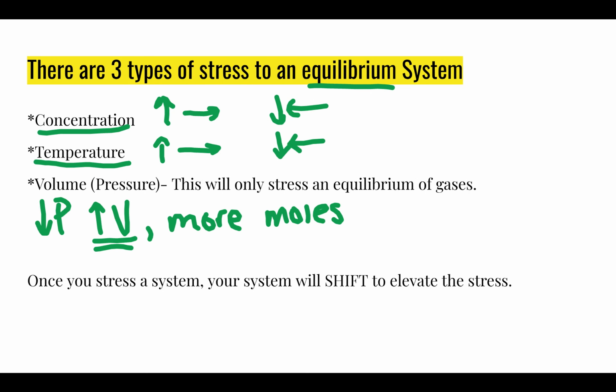And then the last part, just in terms of the theory, you can stress a system, but your system will always shift to alleviate that stress. So if you're increasing the concentration, your system shifts to decrease the concentration, and so on.